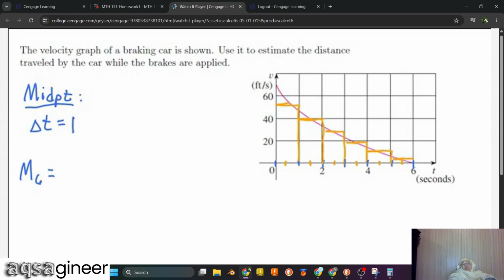Okay, so for the first rectangle, we're going to have the velocity evaluated at 0.5 times 1. That's our first midpoint. Then we're going to have the velocity evaluated at 1.5 times 1. Then the velocity evaluated at 2.5 times 1. Then the velocity evaluated at 3.5 times 1.